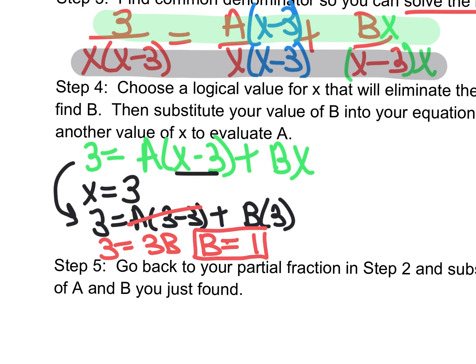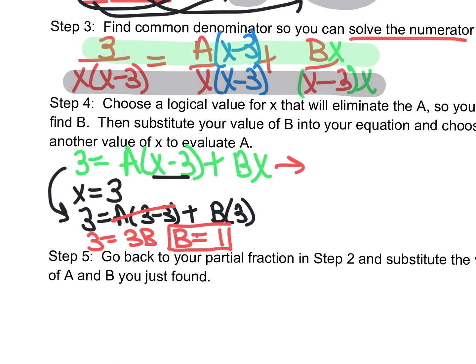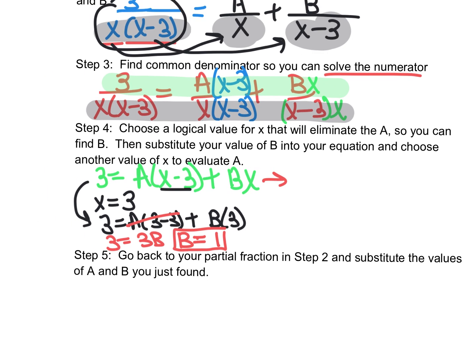Okay, so now we know what B is, so now we're going to take this equation that we have written up here, and I'm going to take out B, and I'm going to put 1 in, because I know that B equals 1. So I'm going to rewrite that. 3 equals A times x minus 3 plus B is 1, so I'm going to say 1x.